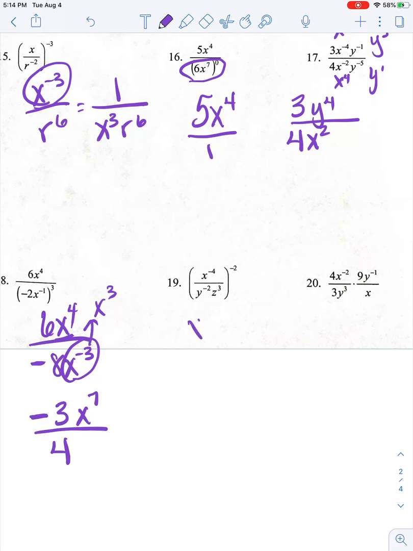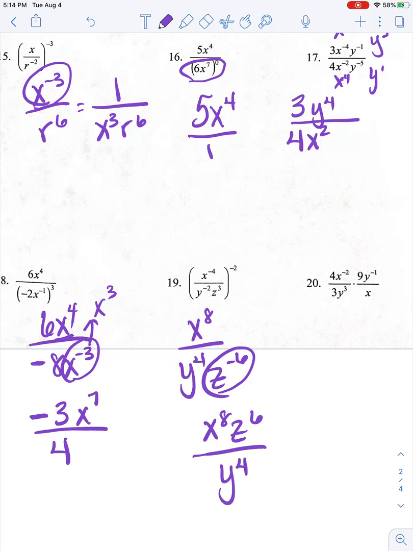Number 19, power to a power, I multiply. So that's x to the 8th, y to the 4th, z to the negative 6. Now he's the only one that has to get moved. There you go.